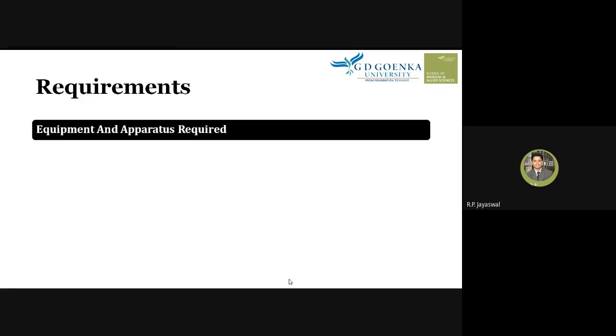Equipments and apparatus required: colorimeter, centrifuge, autopipette, test tubes. So these are the equipments and the apparatus we need to procure first. There should be a colorimeter available. There should be a centrifuge, and you must know the use of this instrument. The colorimeter is used for taking absorbance of the reaction mixture.